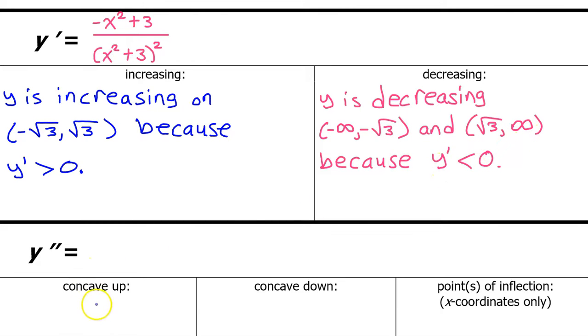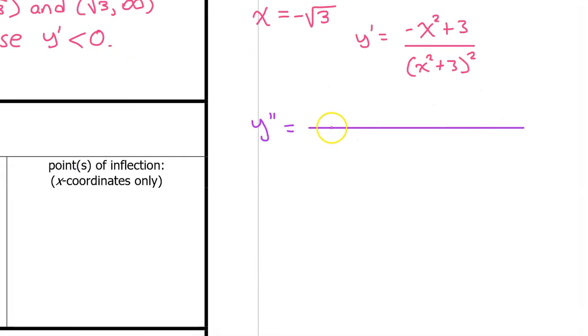To find the intervals of concavity, we're going to need y double prime. It looks like we're going to have to do the quotient rule again. Once again, the quotient rule poem goes low d high, less high d low. Draw the line, and down below, the bottom squared will go. The bottom squared is x squared plus 3 to the 4th power. So here we go, low d high. Low just means write the denominator down. So that's x squared plus 3 squared.